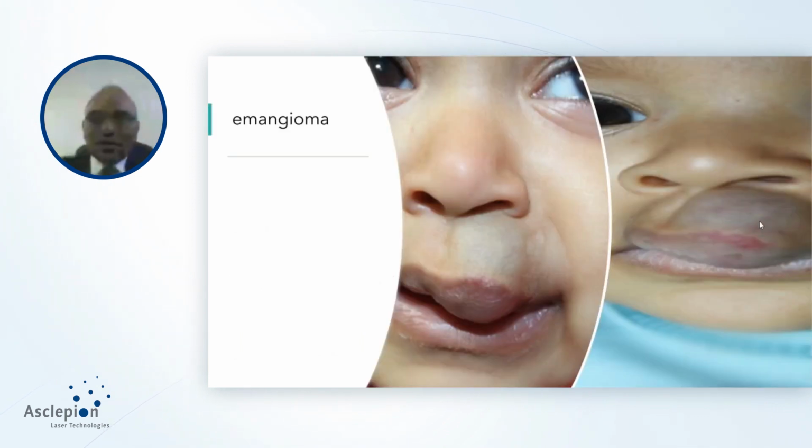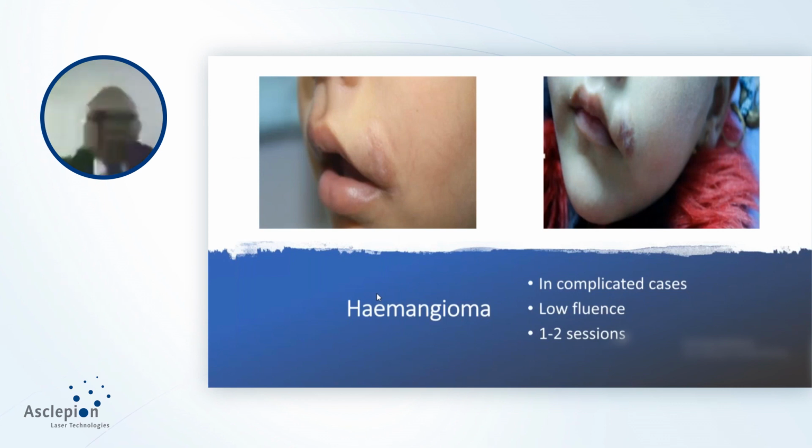This case shows a combination of superficial lesion and deep lesion. 577 has limited penetration power to the papillary dermis, so the erythema disappeared, but the dermal vasculature is still there. Another case of angiomas, all of them are treated to avoid complications like excessive bleeding.